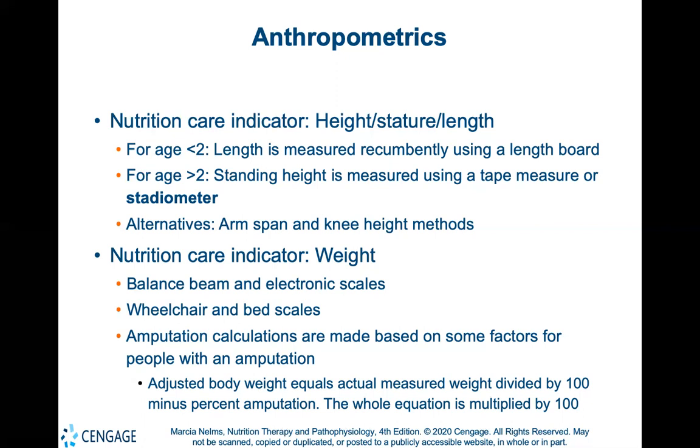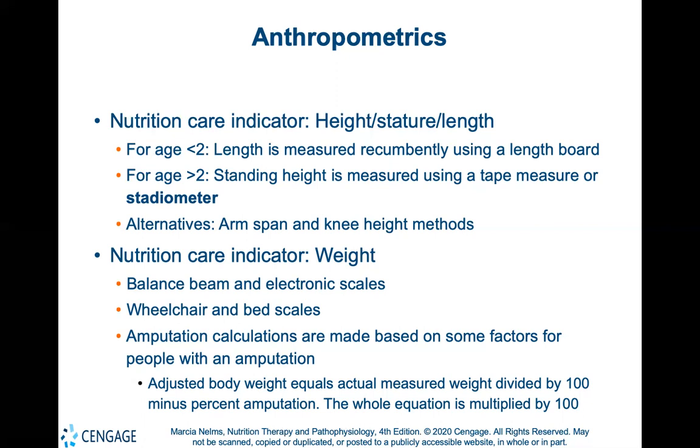Knee height is another method of height estimation. Measurement of knee height uses a knee height caliper to be taken when the client is sitting or in a supine position. Nutrition care indicator: weight.